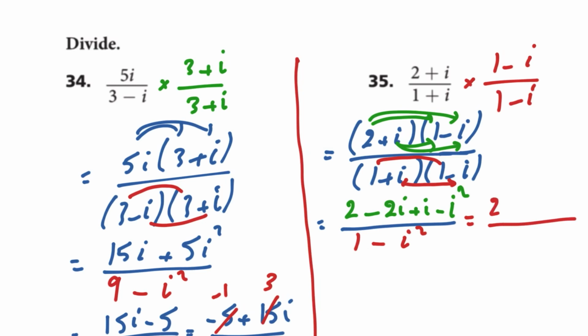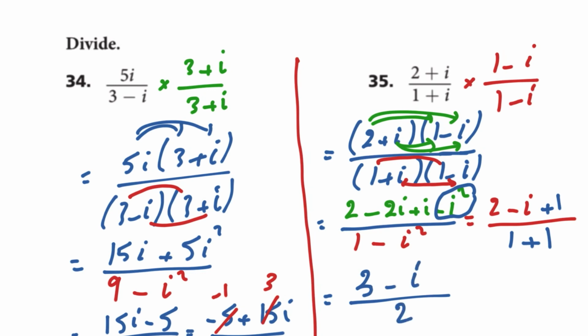This is 2, combining like terms, -2i plus i is -i, and this -i square turns into plus 1, divided by 1, also plus 1. So it will be 2 plus 1, 3, minus i divided by 2. You can leave the answer like this. Some prefer to split like 3 divided by 2 minus i divided by 2, or 1 over 2i.